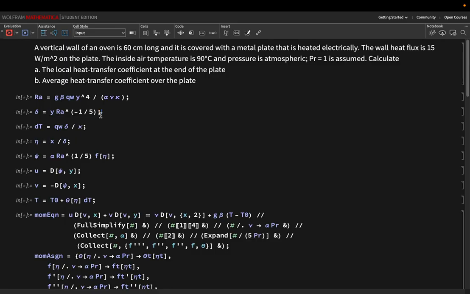Mathematically, what this would translate to is, once I derive the entire governing equation, the differential equation, it should have only one variable in it, that is eta. It should not have x and y.